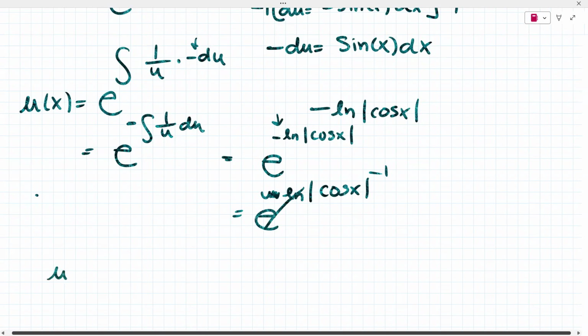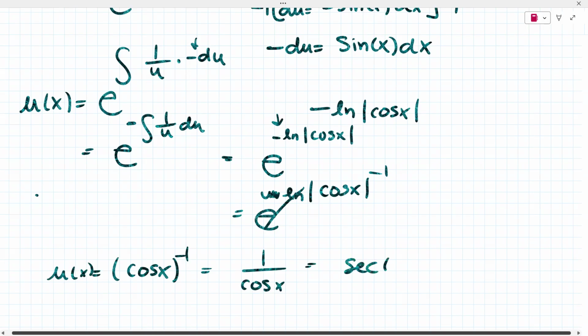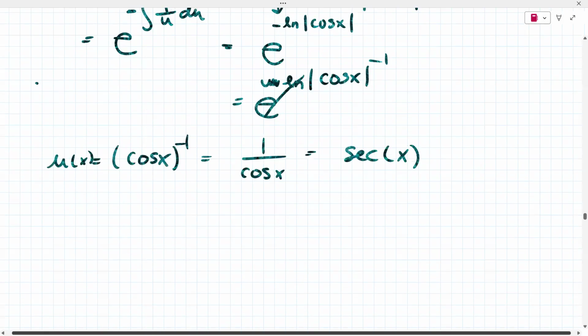So your mu of x is cosine of x to the -1. And we know that cosine of x to the -1 is the same thing as 1 over cosine of x, right? And then what is 1 over cosine of x? That's the same thing as secant of x. So your mu is secant of x.